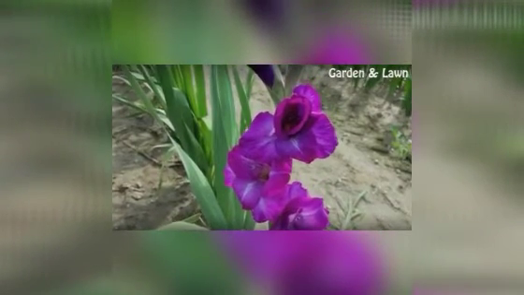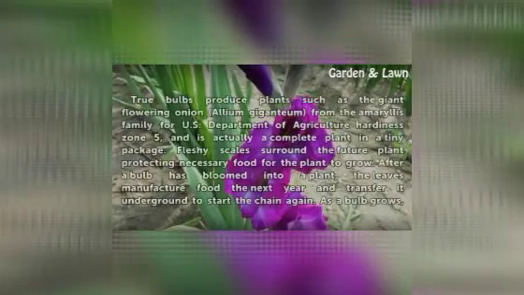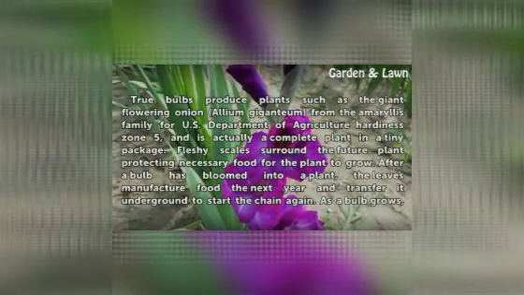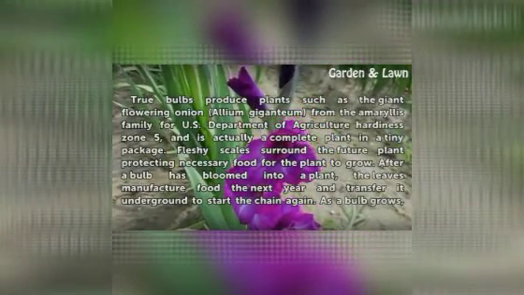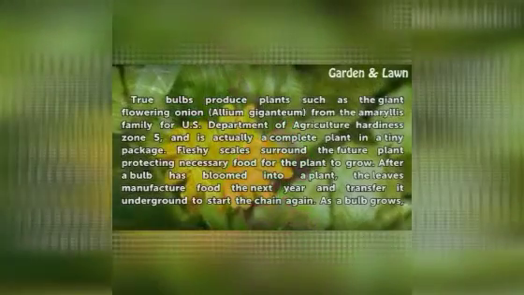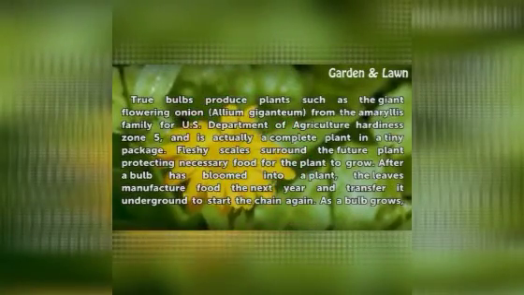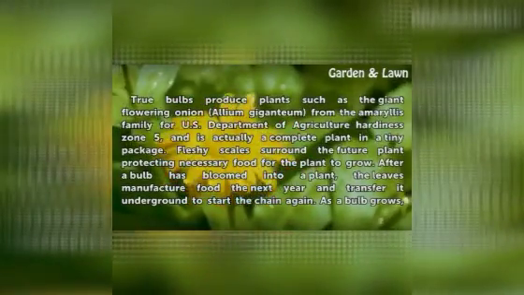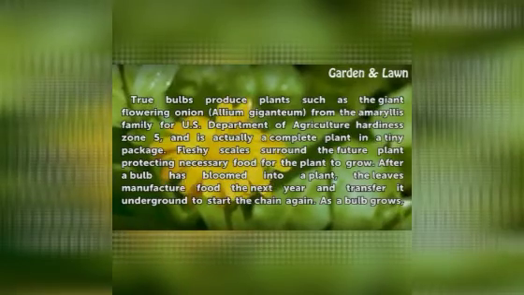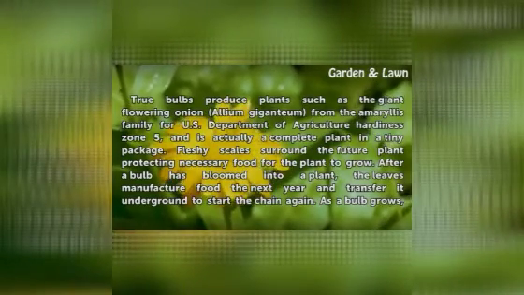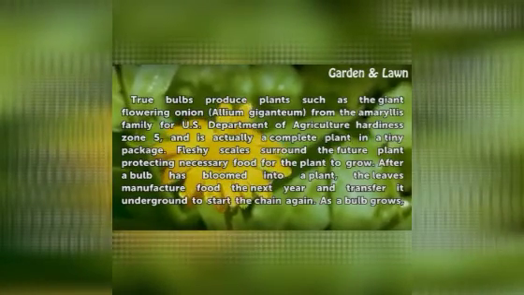True bulbs. True bulbs produce plants such as the giant flowering onion Allium giganteum from the Amaryllis family for U.S. Department of Agriculture hardiness zone 5, and is actually a complete plant in a tiny package. Fleshy scales surround the future plant, protecting necessary food for the plant to grow.